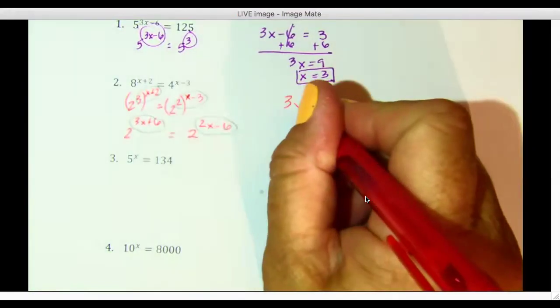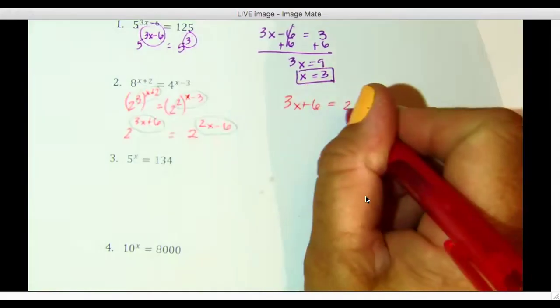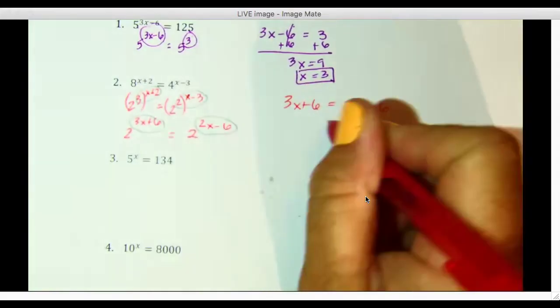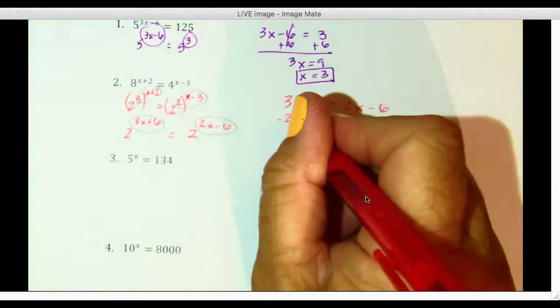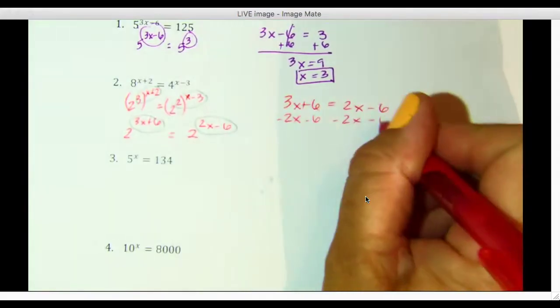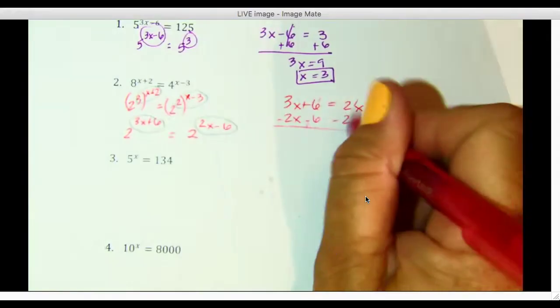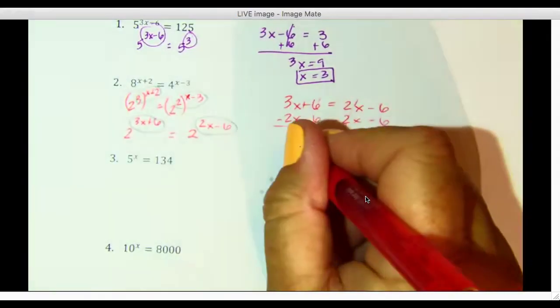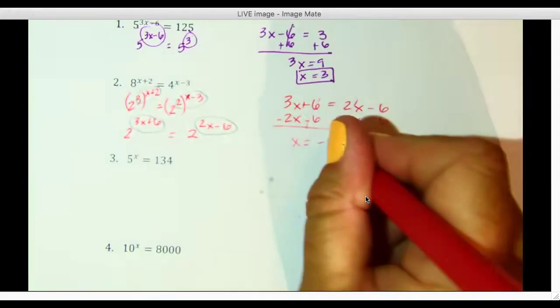So 3x plus 6 is equal to 2x minus 6. I can subtract 2x from both sides. I can subtract 6 from both sides. That cancels and that cancels. And then I'm left with x is equal to negative 12.